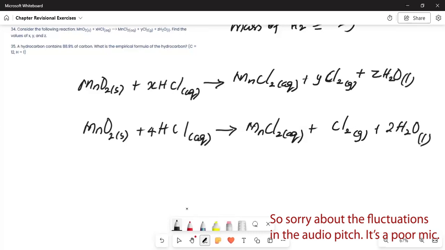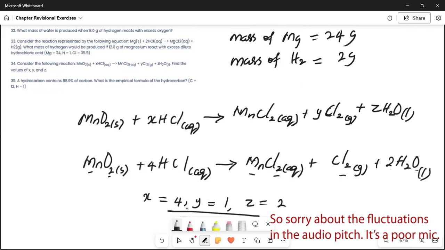Look at it. 4 hydrogen, 2 times 2. This 4 affects chlorine also. That makes chlorine to be 4 on the reactant side. You have 2 chlorine here, another 2 chlorine there, 4. Manganese 1, manganese 1. Oxygen 2, oxygen 2. So the equation is balanced. Now they ask us to find the value of X. So X corresponds to 4, Y corresponds to 1. Look at it there. Y is 1. Then Z is 2.